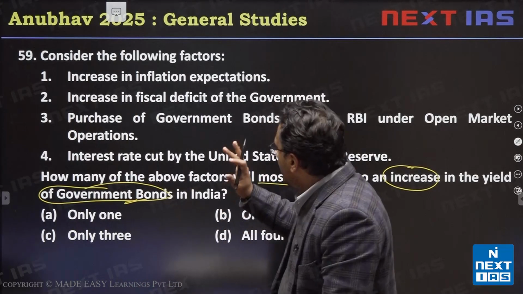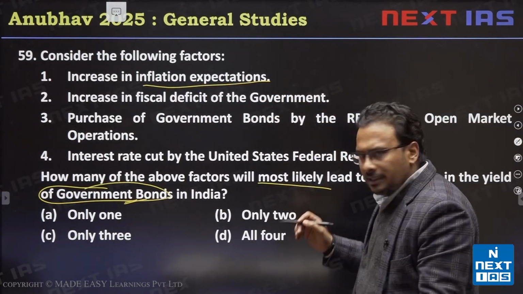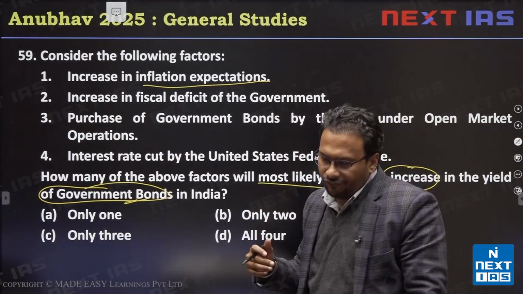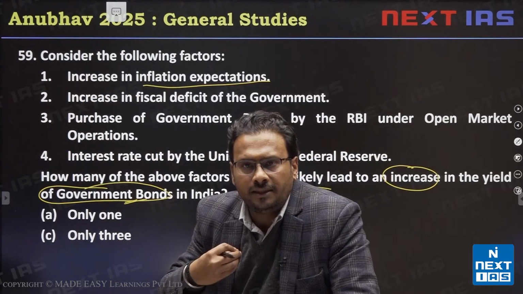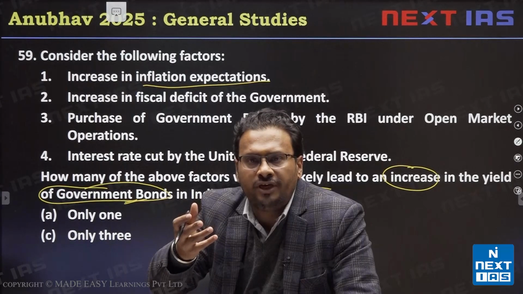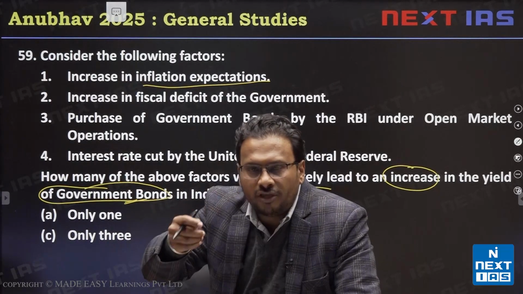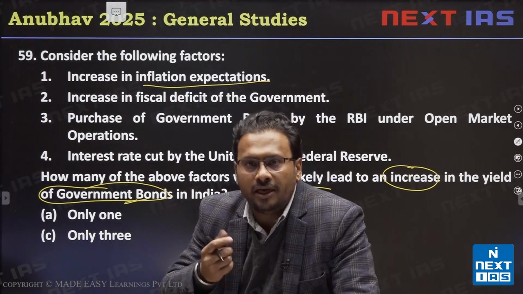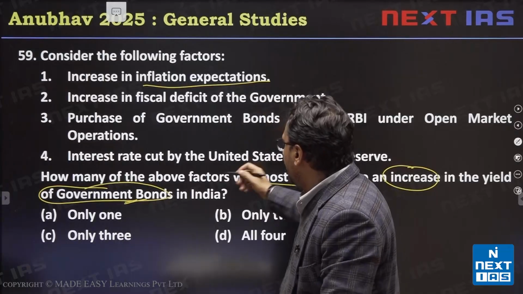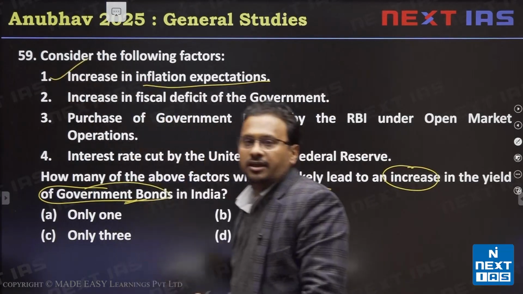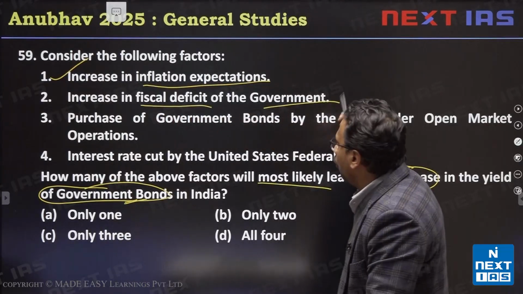Now go ahead. Increase in the inflation expectations. That means this will lead to a situation where I might think that the real return upon the bonds will be reduced. So the prices of the bonds will reduce because there is a lesser demand. That will definitely lead to the higher bond yield. One is correct. Second, increase in the fiscal deficit of the government.